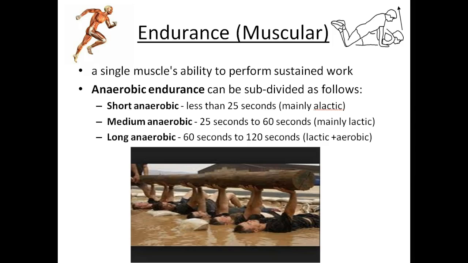Okay, so anaerobic, without oxygen endurance, and it can be subdivided into the following. Short bursts, less than 25 seconds, mainly alactic. Okay, medium anaerobic activity, 25 to 60 seconds. This is like your 400-meter run, pure lactic acid system. Horrible, makes you want to throw up. And then long anaerobic, 60 to 2 minutes. Again, here we're transitioning between the lactic acid system and bordering on the aerobic system. Okay, this is like your 800 meters. Just horrible to work at that endurance, particularly for muscles.